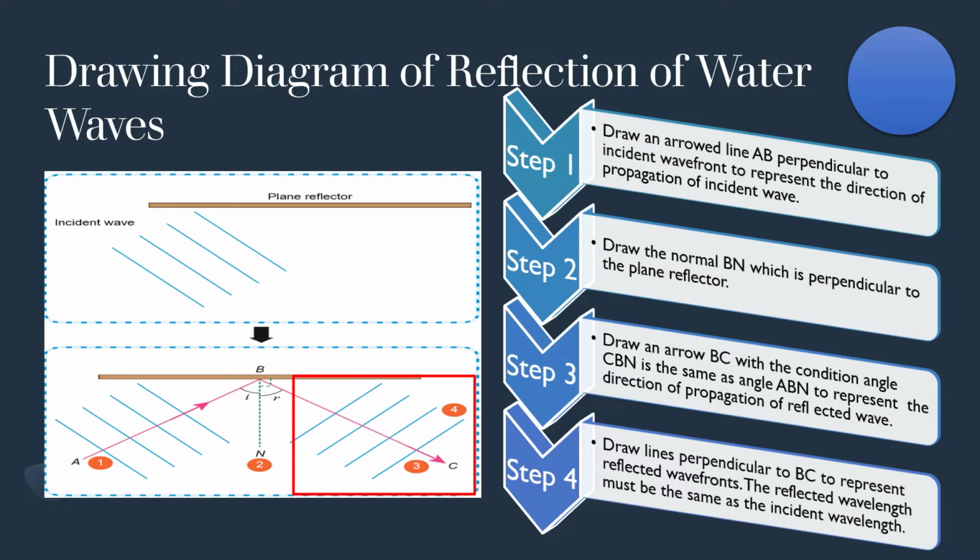So what did we learn just now? Yes, you must make sure the wavefront lines are perpendicular to the line of propagation, and each line has the same distance between each other. That tells us about the wavelength. You cannot draw one big distance, one small distance. They have equal distance.